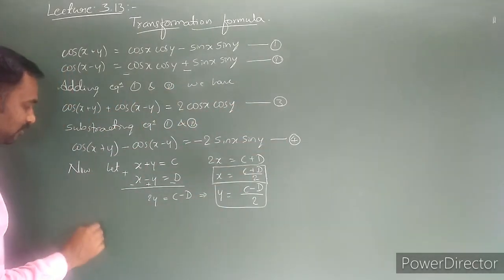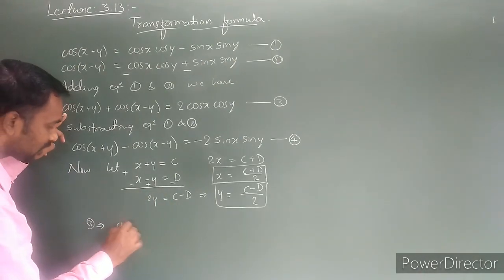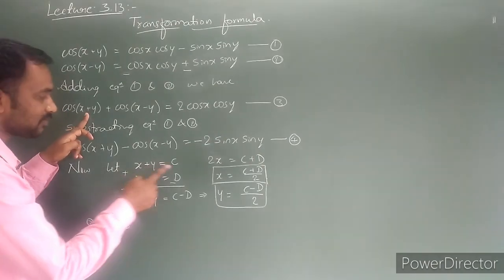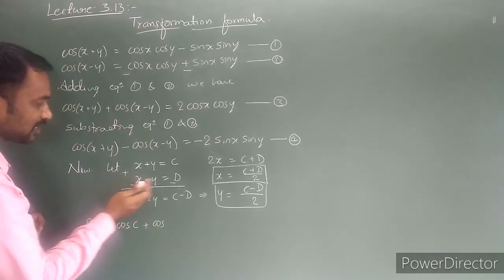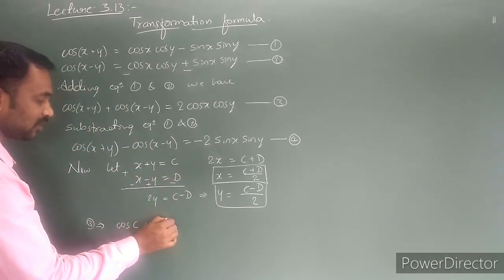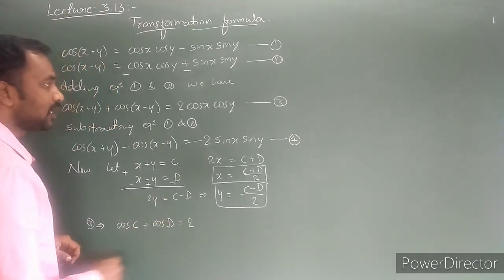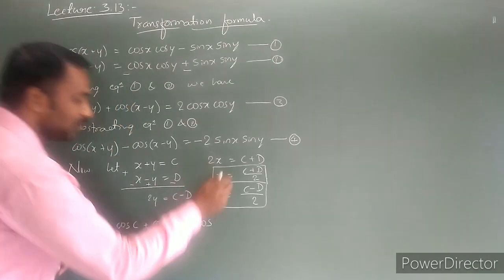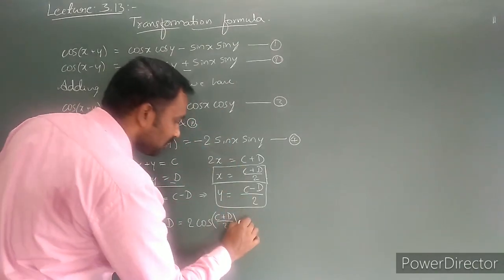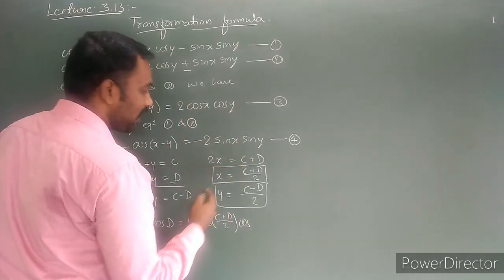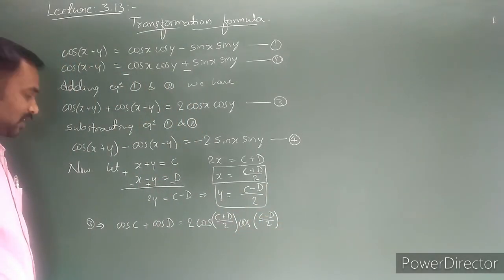Now what does equation number 3 imply? cos of x plus y, that is cos c, plus cos of x minus y, and x minus y is d. Are you clear? Next, the right hand side: 2 times cos of x. What is the x value? c plus d divided by 2, into cos of y. What is the value of y? y is nothing but c minus d divided by 2.